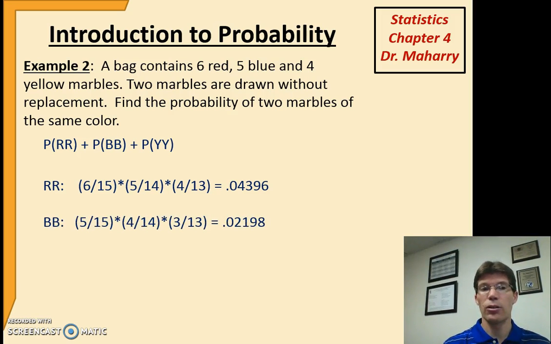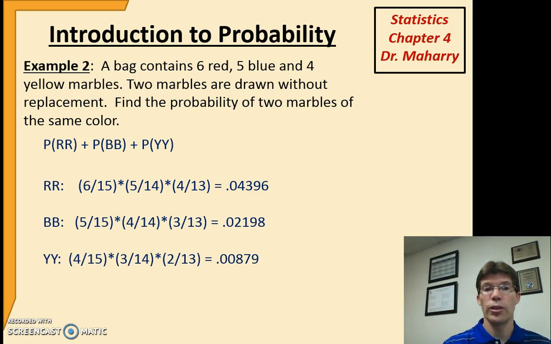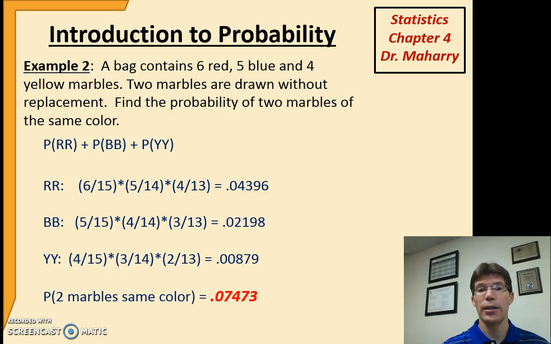I can do a similar argument for blue. There's 5 blue, 4, 3. Similar for yellow. There's 4 yellow, 3 yellow, 2 yellow. The idea being it's a sequence of events. So if I add all those up, I get the probability of 2 marbles of the same color is about 7.5%.